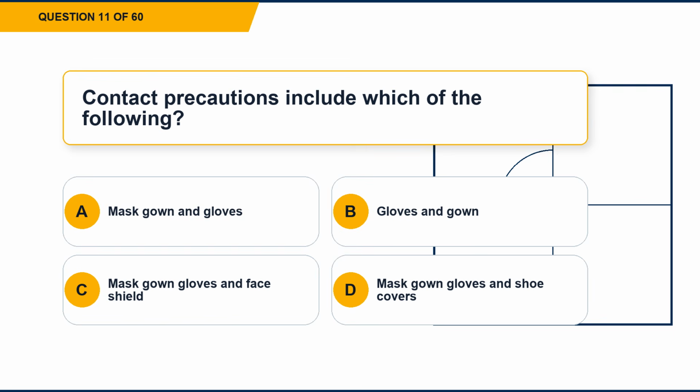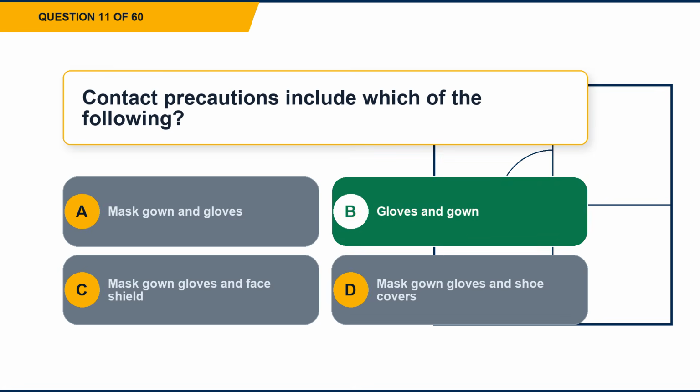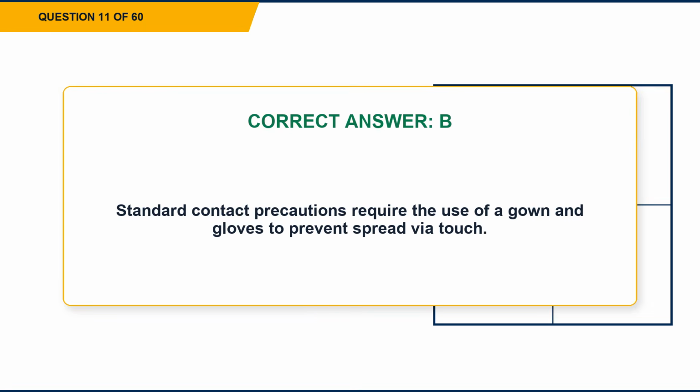Mask, gown, gloves and face shield. Option D. Mask, gown, gloves and shoe covers. The correct answer is option B. Gloves and gown. Explanation. Standard contact precautions require the use of a gown and gloves to prevent spread via touch.